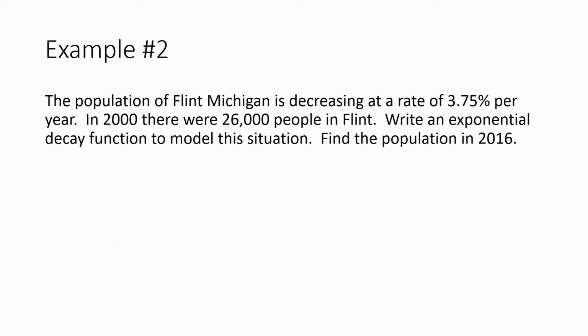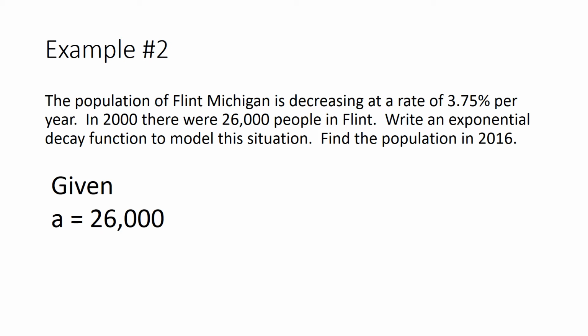Let's look at the next example. We have the population of Michigan, and it's decreasing at a rate of 3.75%. If it's decreasing at that rate, do you think we're going to use the growth or decay formula? That is correct. We're going to use the decay formula. We're told that in 2000 there were 26,000 people. So 26,000 people is our initial amount.